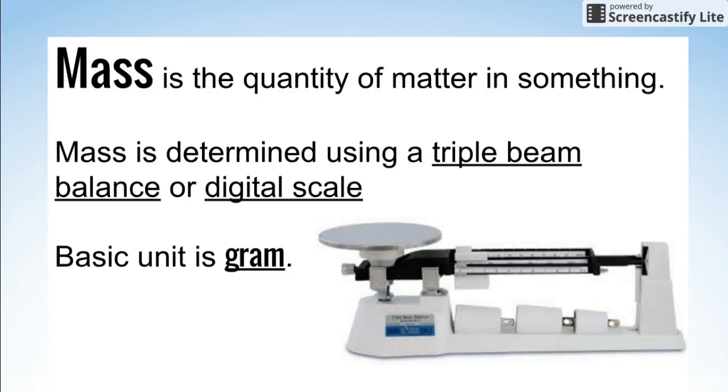Here's a picture of a triple beam balance that you'll be using this year. Please, again, make sure to pause this recording anytime you need to make sure you get the definitions, the tools, and the units written down correctly.